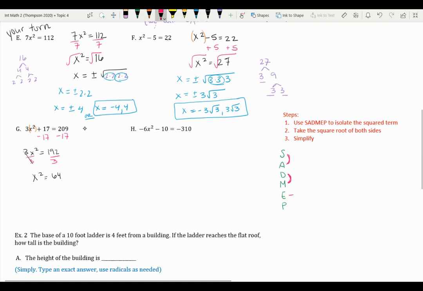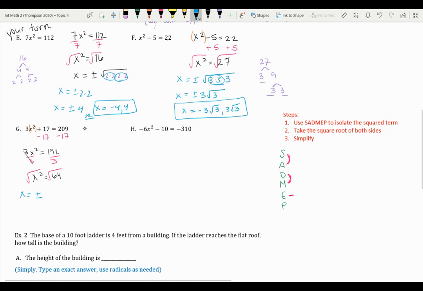Next, I undo the exponent if possible. Oh, I do have an exponent, x squared. What's the inverse operation of squaring something? Square root. And when I take the square root of both sides, I end up with plus or minus.